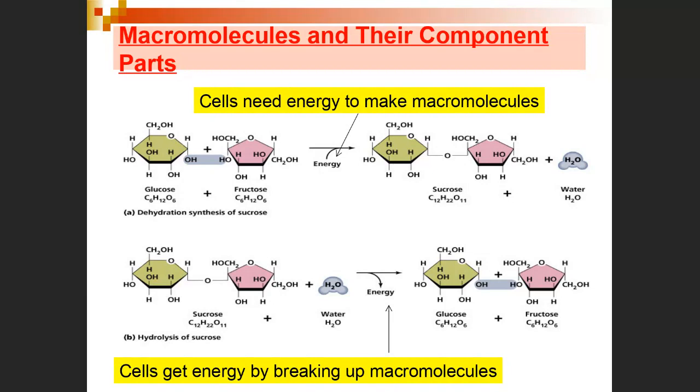By the same token, sucrose could be broken down into its individual monomers, glucose and fructose, by the addition of water. And because we're breaking up chemical bonds, now we're going to release energy. And now we have the little components back out. All right.